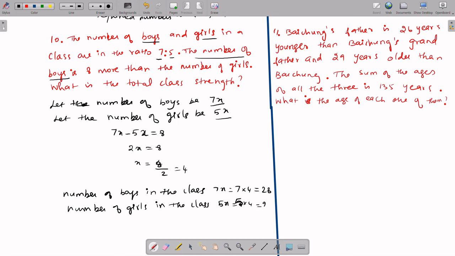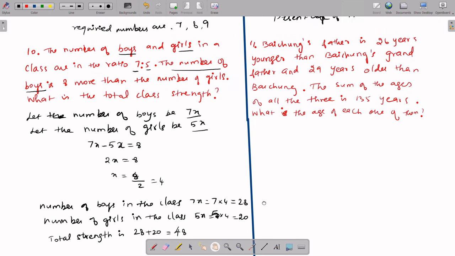So the total strength is 28 plus 20, the number of boys plus the number of girls, which is equal to 48. This is the required answer. Now we pass on to the next problem.